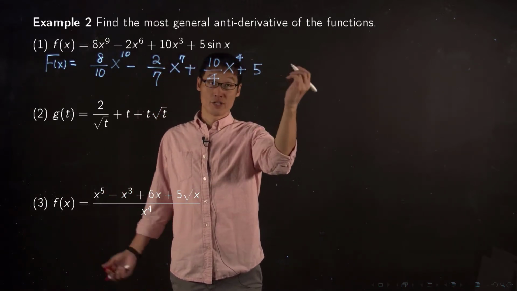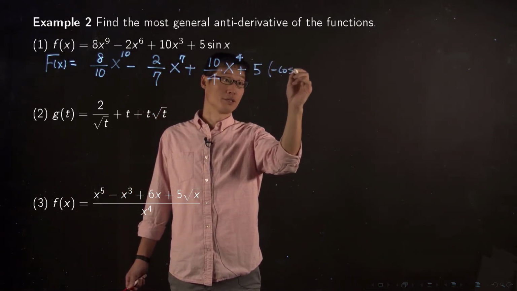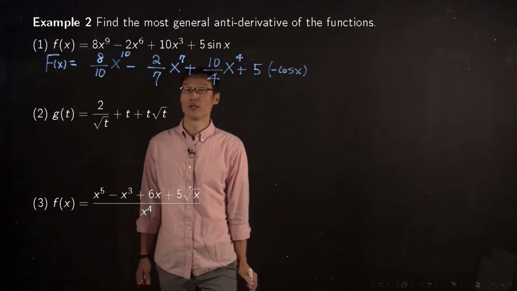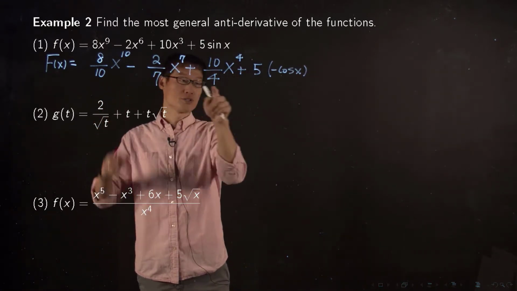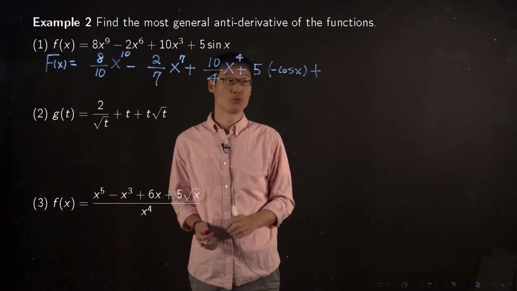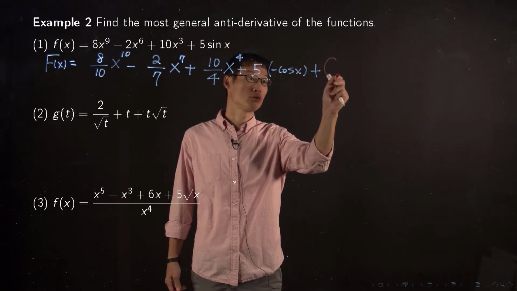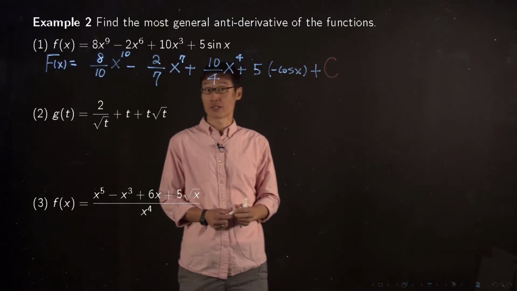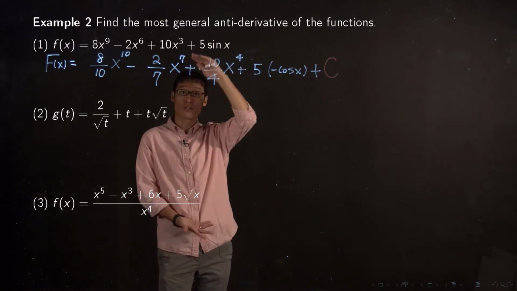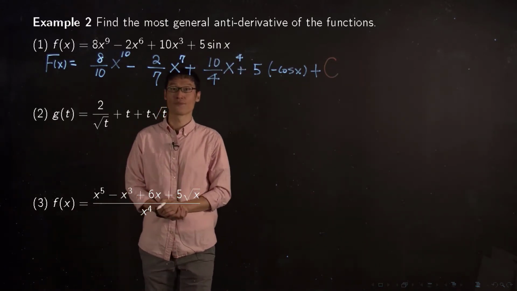Sine has an antiderivative, negative cosine. So we haven't considered the constant c. Well, we have a constant for each term, but you add them up to get a universal c. So that is good enough. So this c will take care of infinitely many antiderivatives of this function.